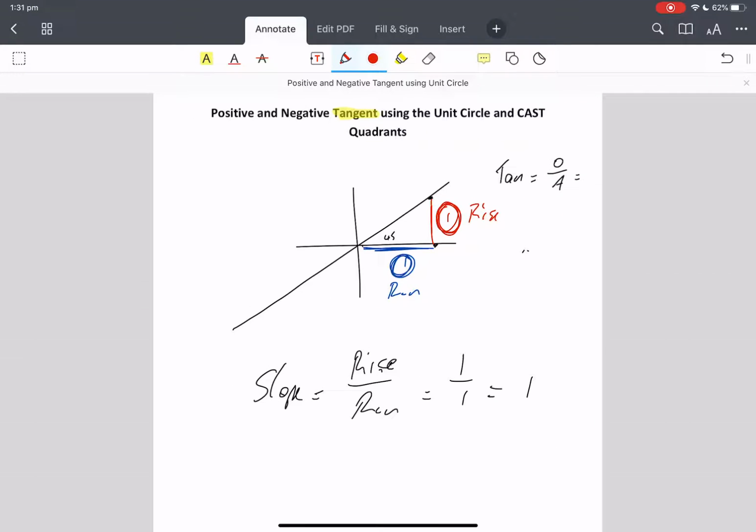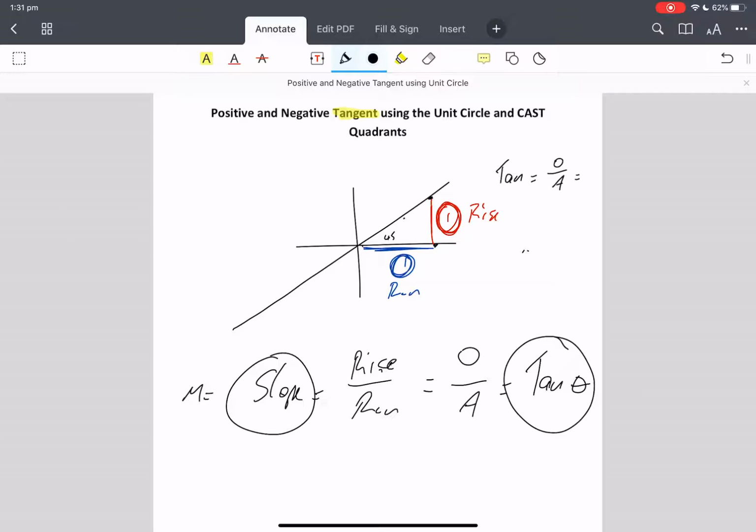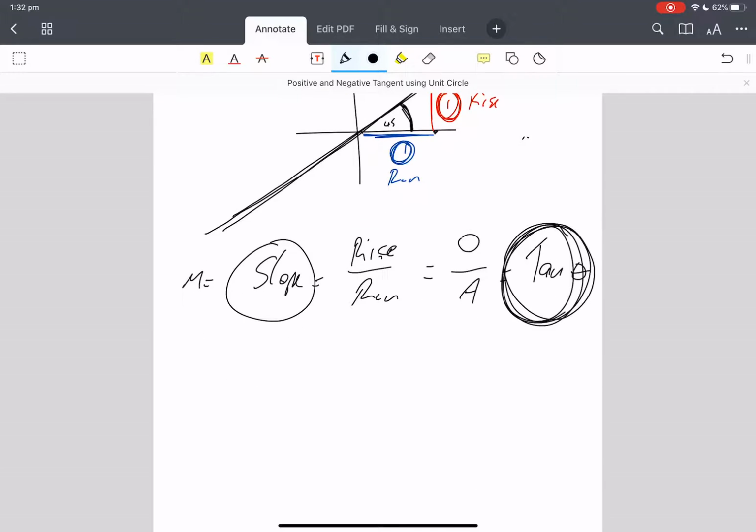So, what we can change down here is rise is actually O and run is actually A. So the slope of the line y equals mx plus c, so that's m, is actually the same as tan theta, where theta is the angle between the x-axis and the line. So whether it's a line or a terminal ray doesn't really matter. The tangent ratio and the slope of a line have a very, very close relationship. They are the same thing.